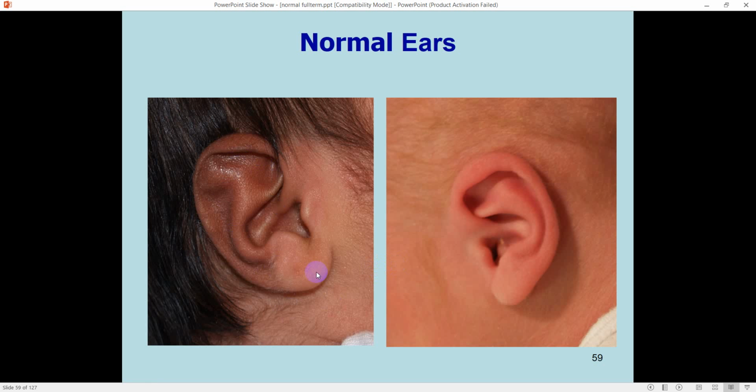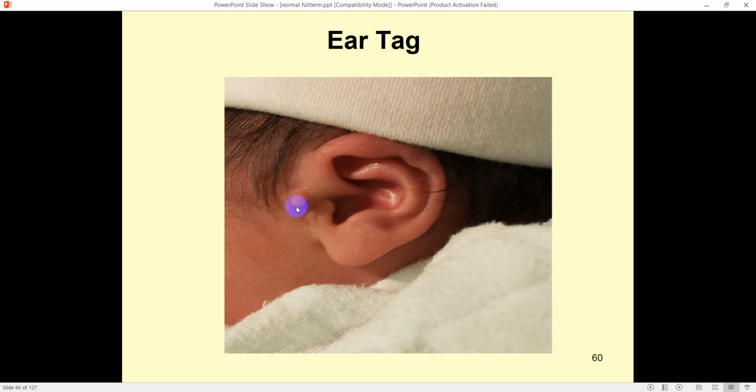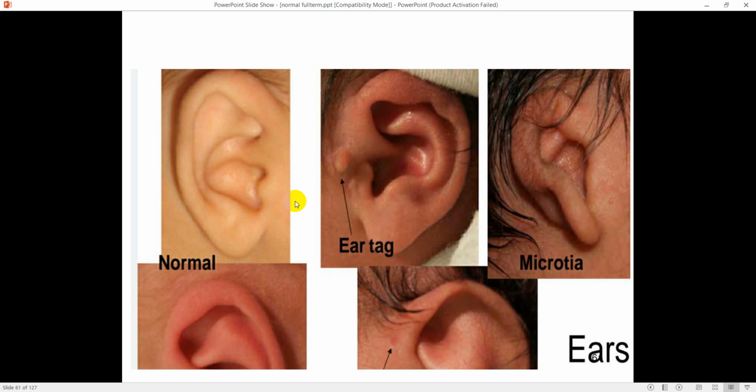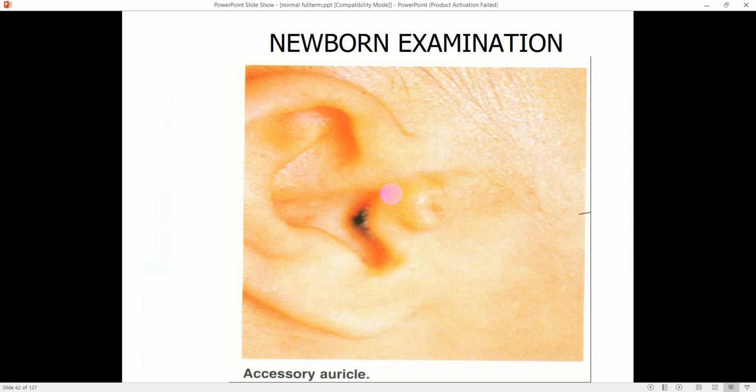This is a normal ear, obvious. The cartilage, there is an amount of cartilage in the ear. This is normal, but we can discover some minor anomaly. This is called ear tag. Again, this is ear tag. This is called accessory auricle.